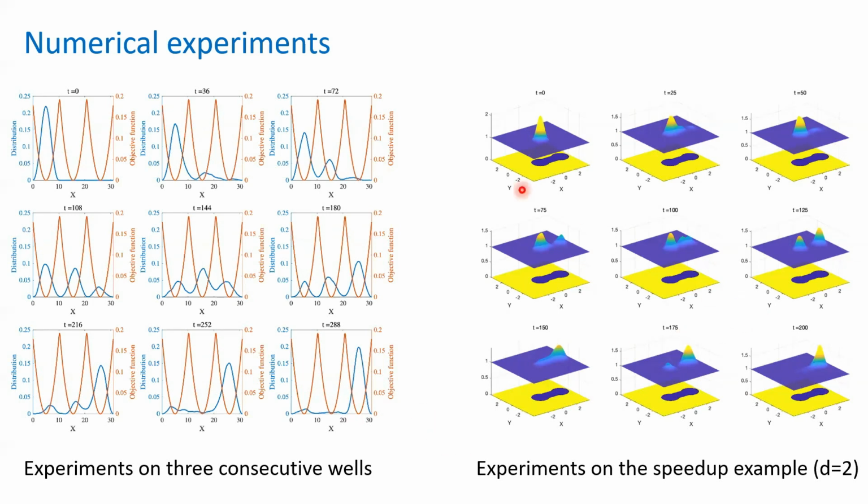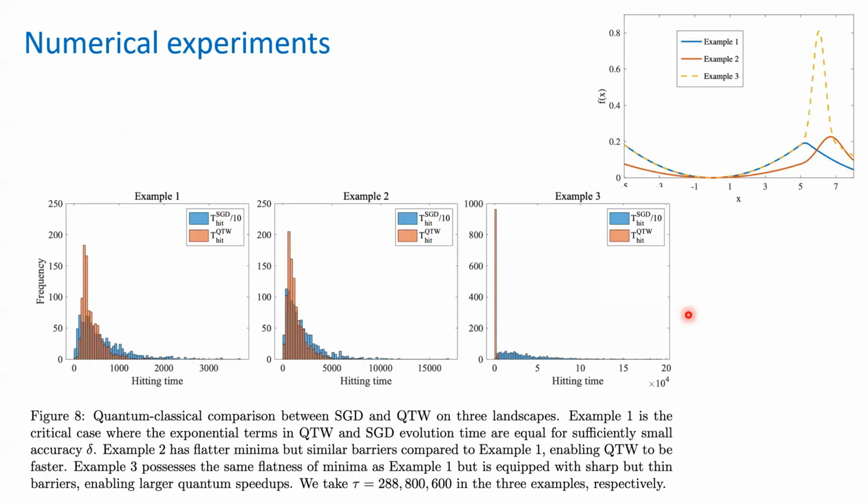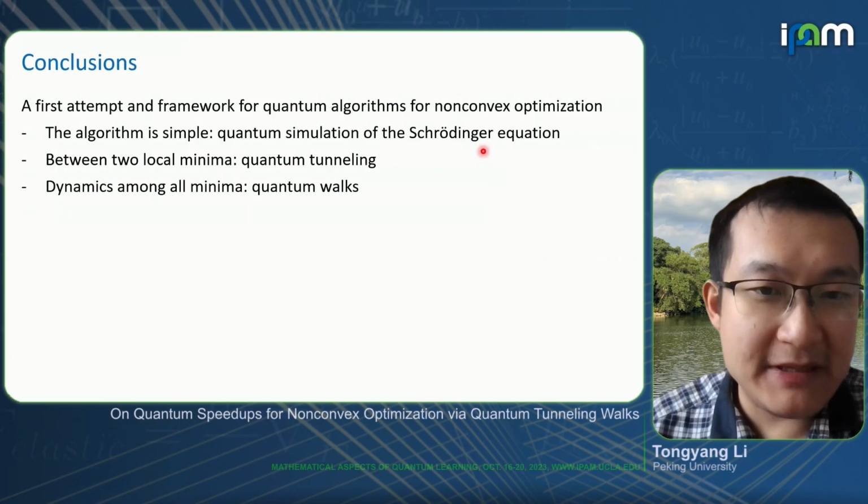We also conduct numerical experiments on the example that I mentioned in the previous slide. And we also conduct a more quantitative version of our study: as long as the landscape is sharper and sharper, the running time of the quantum tunneling walk is better and better compared to the classical counterpart.